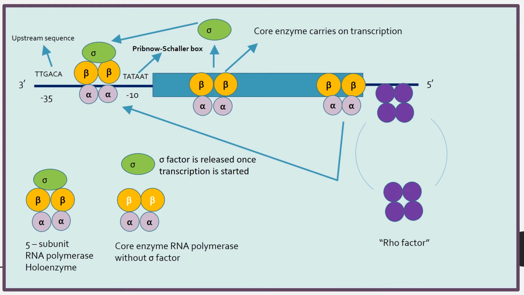Now here, when the RNA polymerase reaches the area where transcription can start, the sigma factor will leave the RNA polymerase. The remaining RNA polymerase, which is called the core enzyme, will move on the template strand along the downstream sequences, and it will carry on the synthesis of RNA. So this RNA will protrude out.